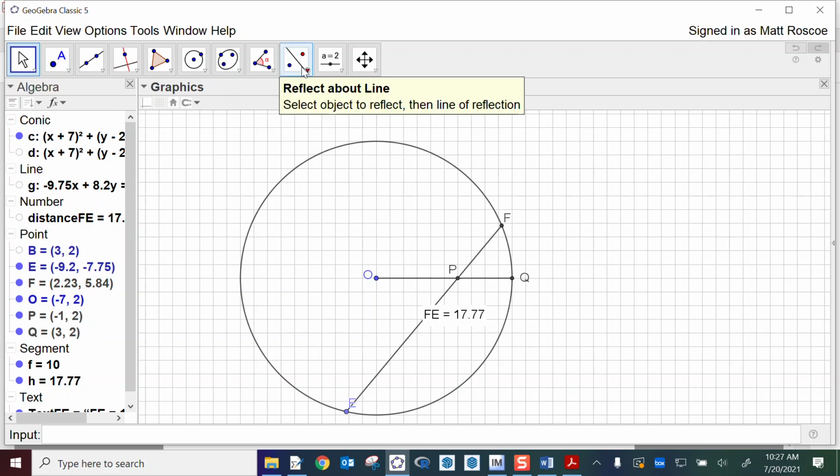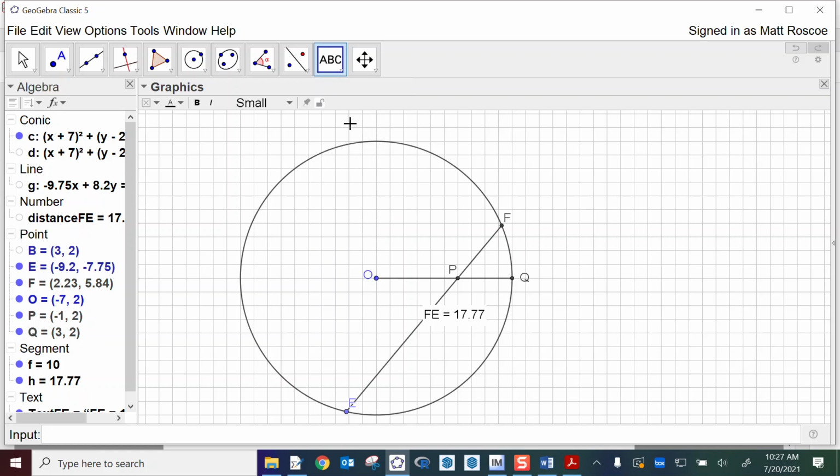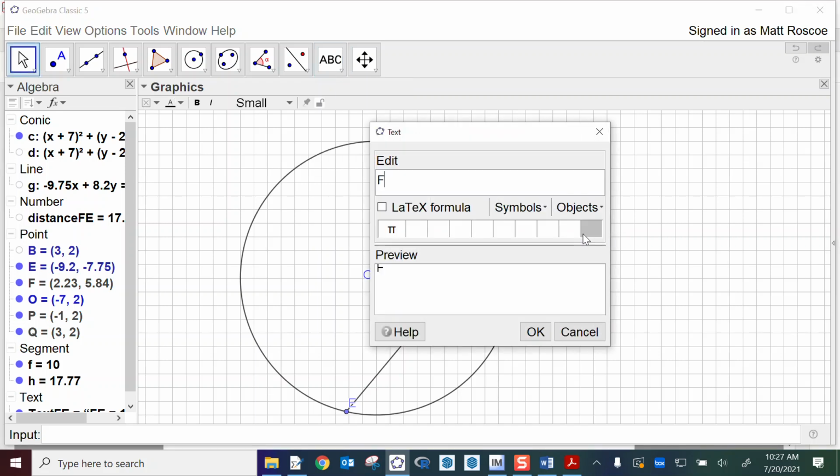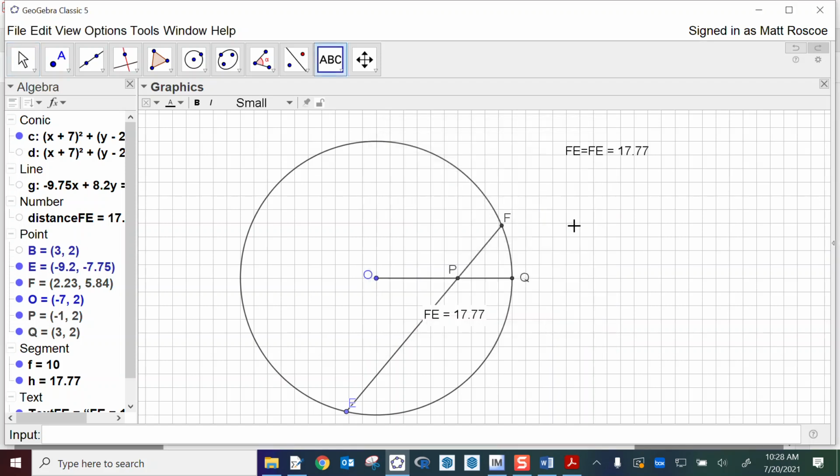What might be kind of fun would be to include a text box with dynamic text. I'm going to put a text box in here that says FE is equal to, and that was the number over here, H. So it's an object already. I could put it as text FE, but yeah, that's good. That'll work. Put that off to the side.